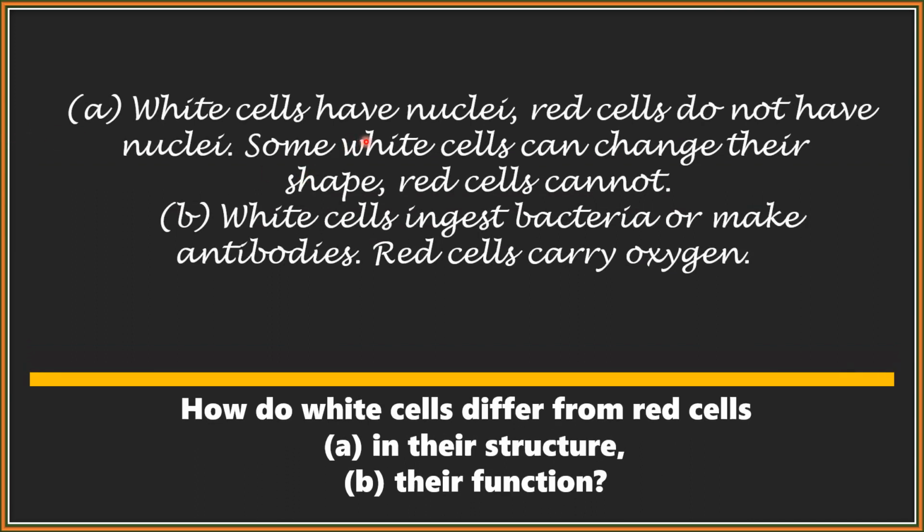White cells have nuclei. Red cells do not have nuclei. Some white cells can change their shape. Red cells cannot. White cells ingest bacteria or make antibodies. Red cells carry oxygen.